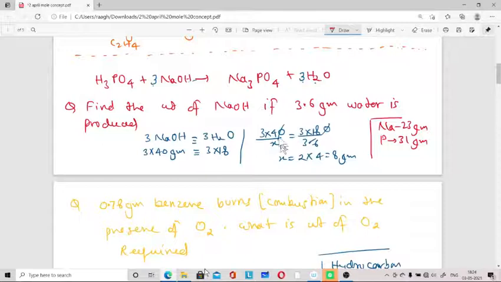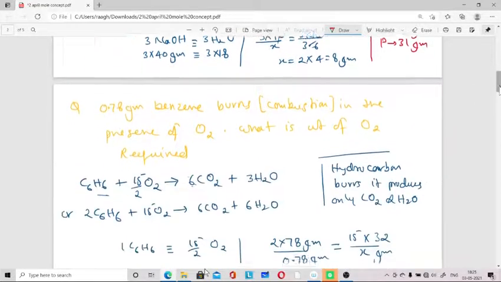So let's take the weight of NaOH as x gram. So 3 into 40 is equivalent to 3 into 18, so x is equivalent to 3.6. So that is how we are going to calculate. So weight of water divided by weight of water, weight of NaOH divided by weight of NaOH. So that you can calculate. That's easy. A simple example, simple reactions we are taking.